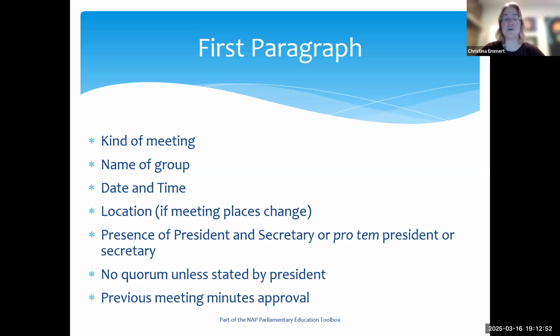And depending on some public bodies and things like that, they do have to state a quorum. They do have to list members that are present in that. So that's one of those things, which everything I always say, look at your rules and see what your rules say. But Robert says you don't have to put a quorum unless it's stated by your president. Your previous meeting minutes, they have to be approved, but that they were approved or approved as corrected.